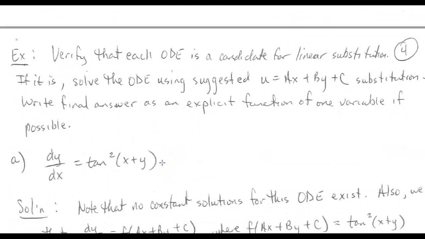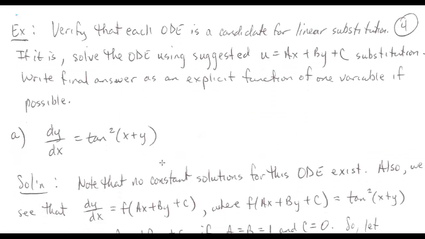All right, so let's look at our first example here. We first want to verify that the ODE that we're dealing with will be a candidate for linear substitution. If it is, then we want to solve the ODE by using the suggested substitution that we just talked about. And then the final answer, we want to be able to write that explicitly as one variable in terms of the other. So basically like y in terms of x if we can, or x in terms of y, depending upon what we're given.